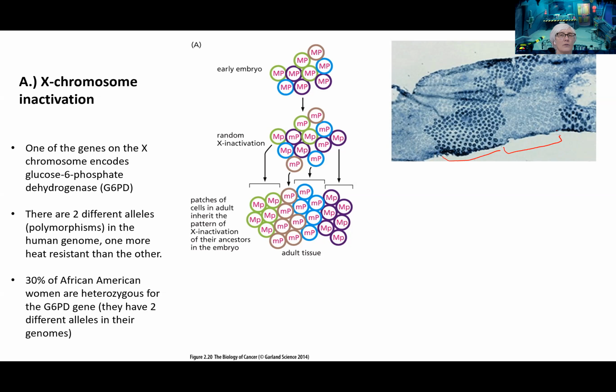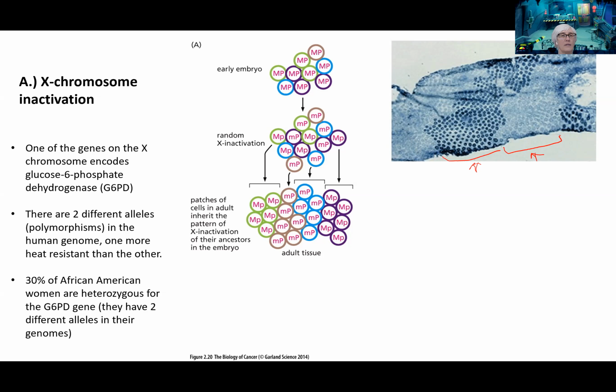And we can also look at the mosaic nature, if you will, of this epithelial sheet, where we see stripes or spots where maybe all of the cells in this dark blue stripe are descendants of a single cell that had the heat resistant form of the protein, and all of the cells in this light blue stripe are derived from a single cell that had the heat labile version or isoform of the G6PD protein.